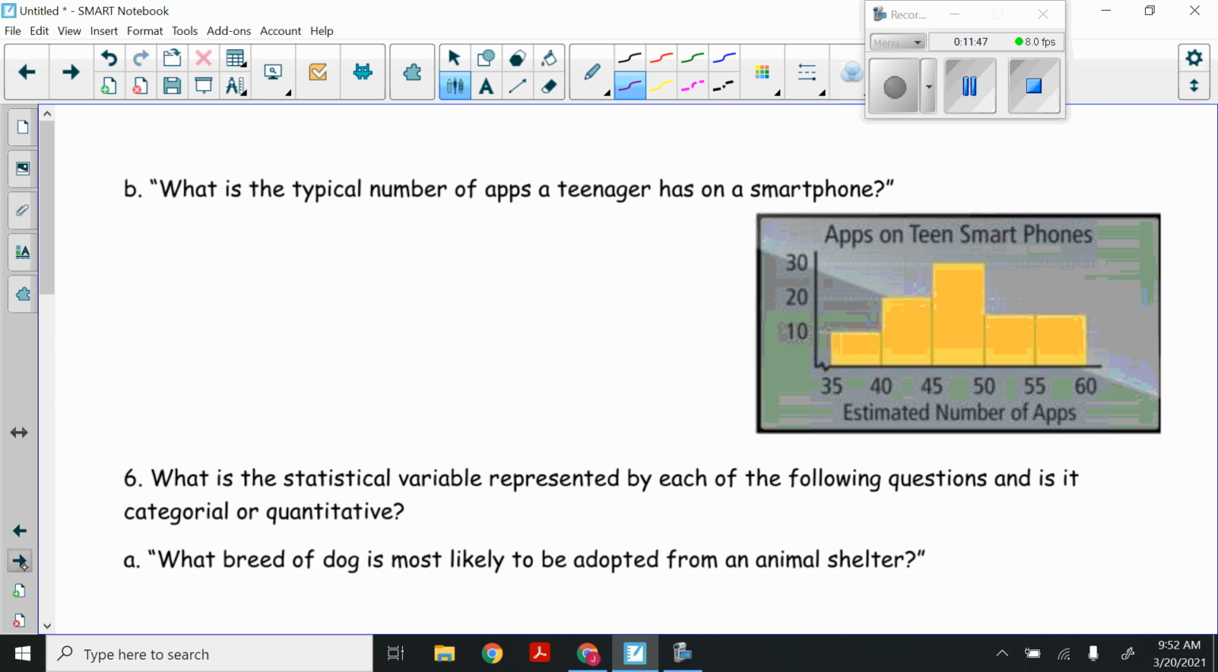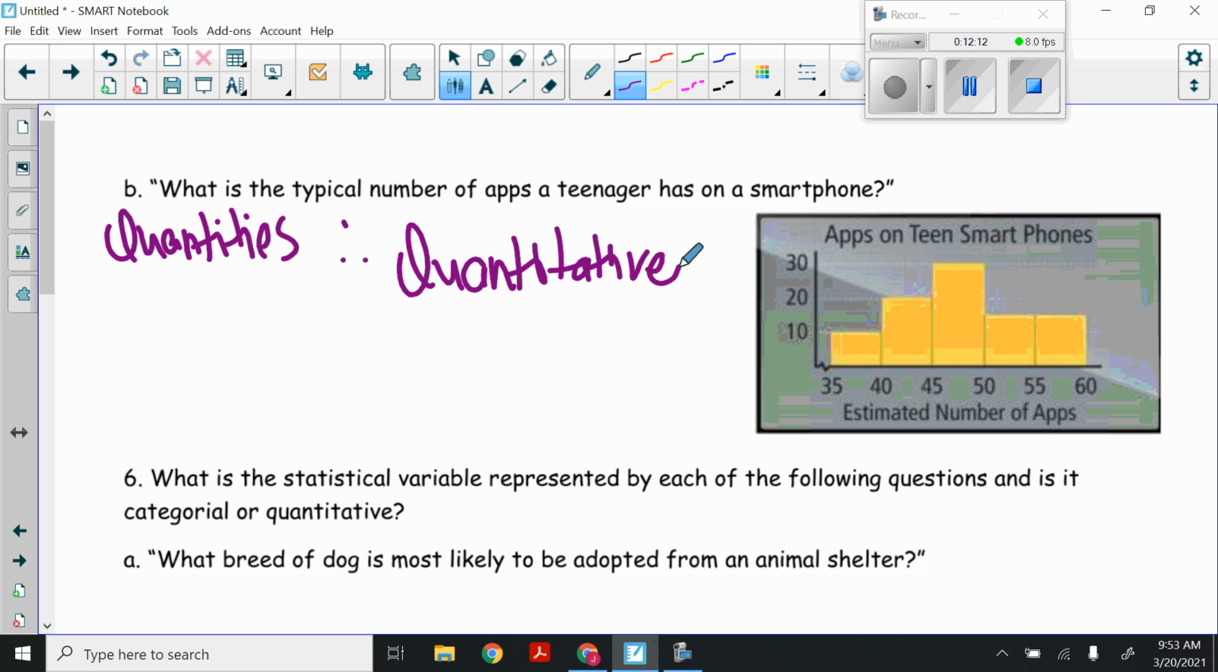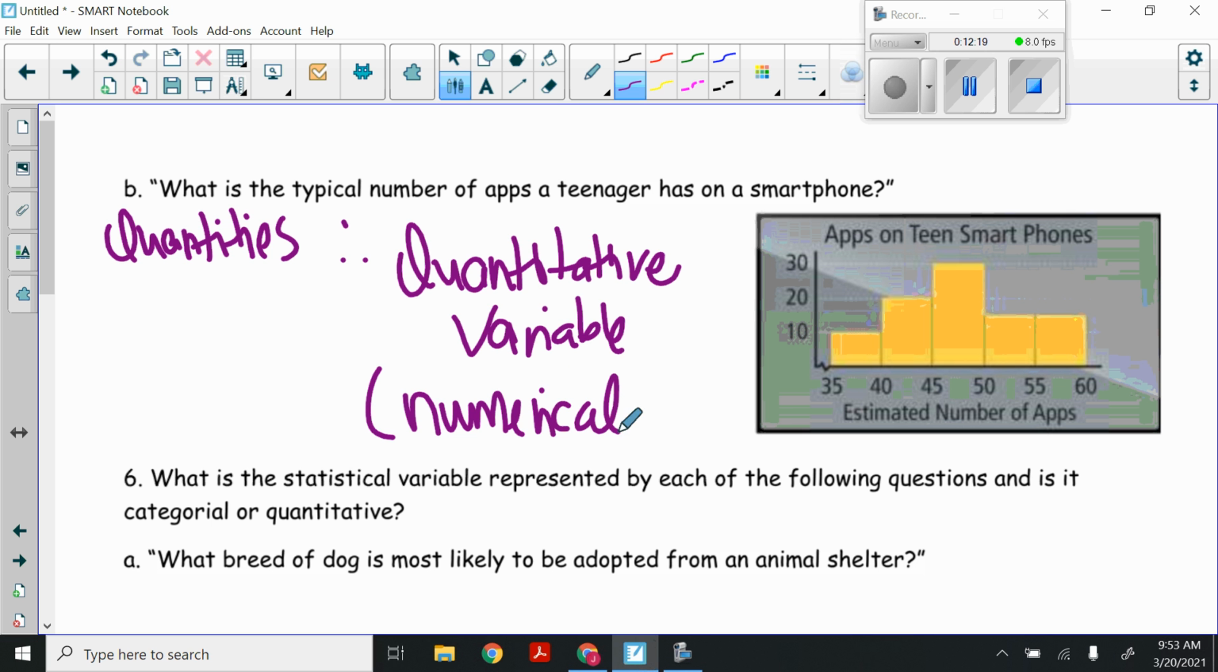Right. Part B. What is the typical number of apps a teenager has on a smartphone? And then this is the graph that they give to us. What type of data are we getting here? These are quantities, right? Not categories. Therefore, this is a quantitative variable. Again, this is numerical data. Numerical data is quantitative.